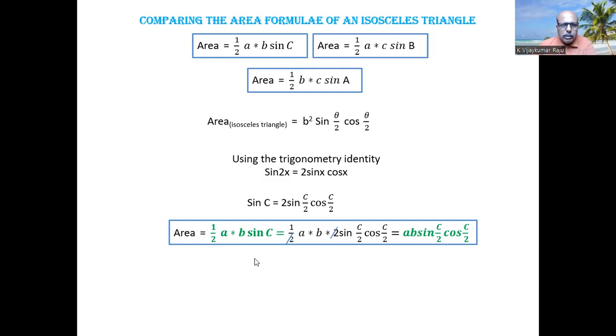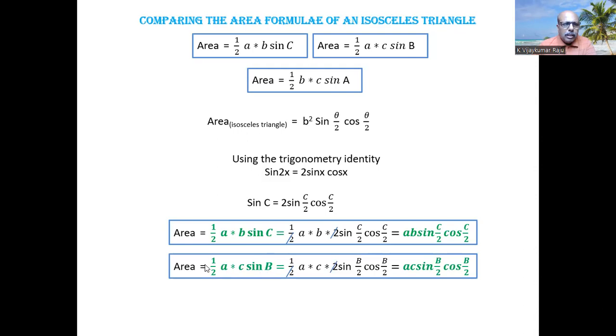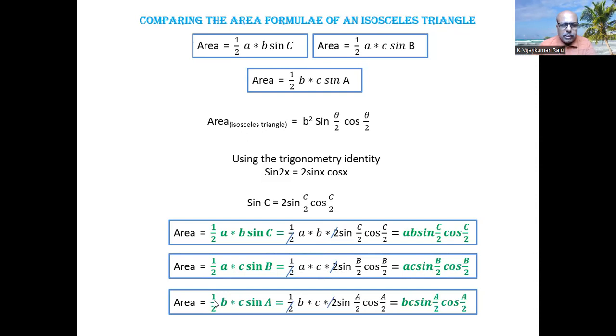Clear? Now we take the angle B. Half A into C sine B. That is half into A into C into 2 sine B by 2 cos B by 2. So the 2 cancels: AC sine B by 2 cos B by 2. And if we take angle A, then it is half BC into sine A by 2 cos A by 2. Okay, I think this is all clear for you how you are cutting it.